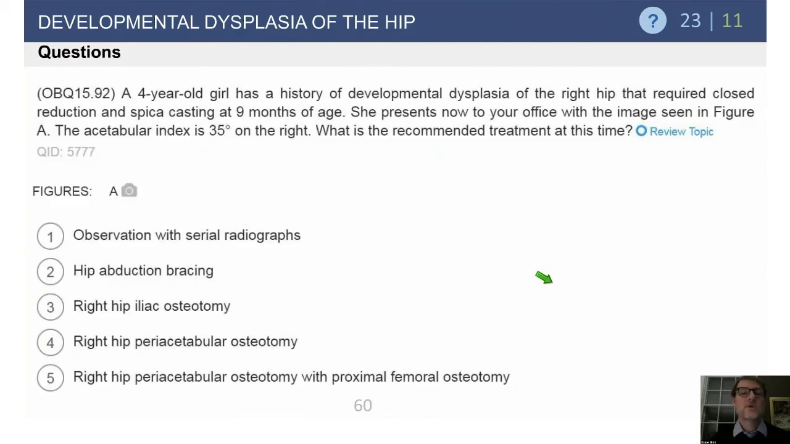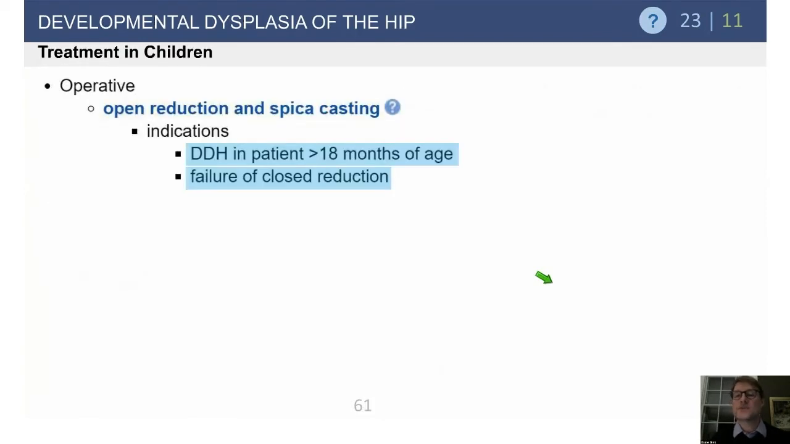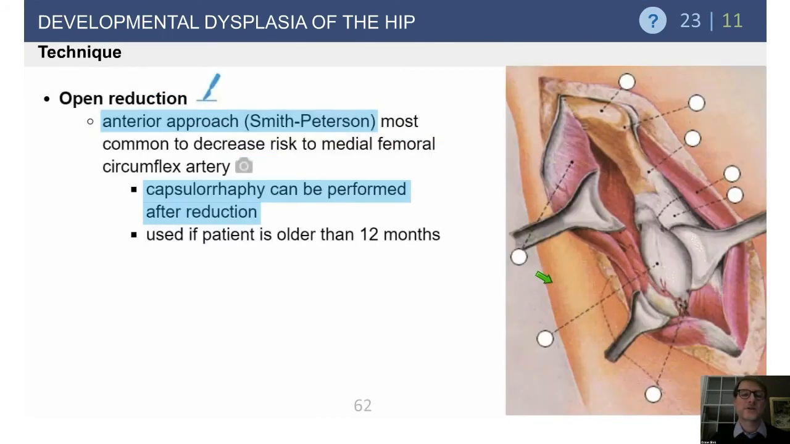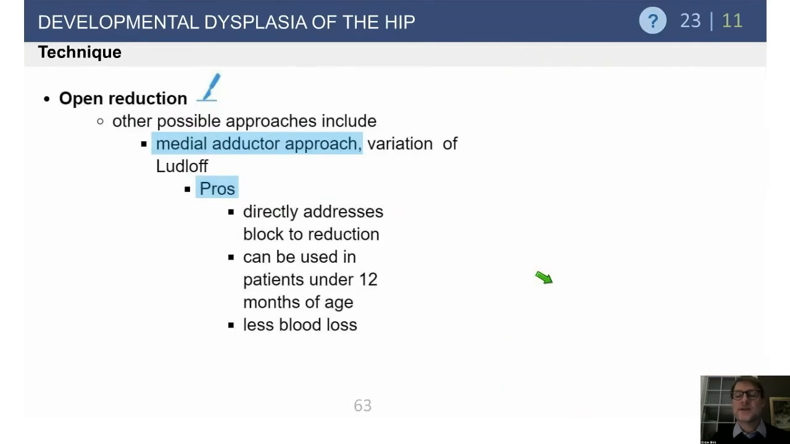Anyway, once the hip is reduced, you have to follow the hip over the years to make sure the acetabulum is forming normally. Now, if closed reduction fails, or if it's an older child, you have to do an open reduction. So it's usually in kids older than 18 months of age or failing a good closed reduction. And for open reduction, my preference is the anterior approach, where you can remove the impediments to reduction, reduce the hip, and perform a capsulorrhaphy, or tighten the hip capsule.